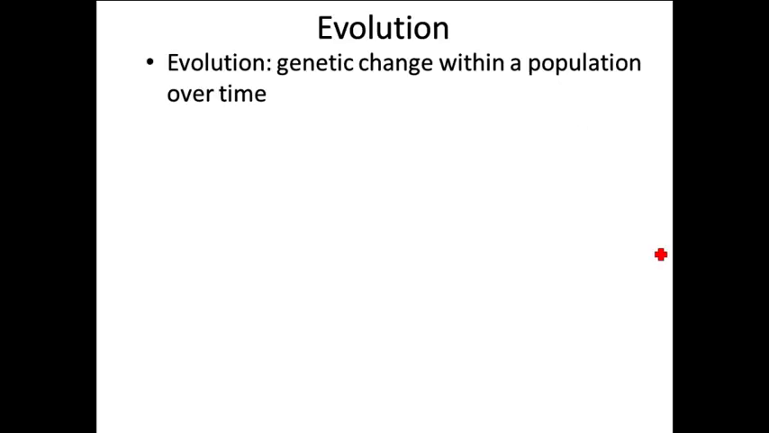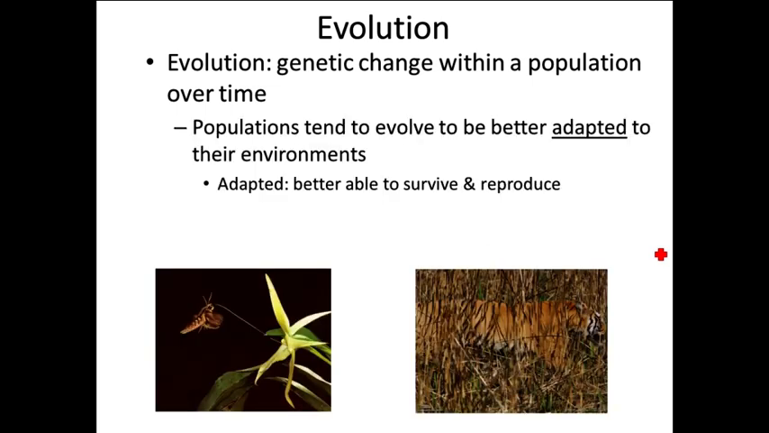Okay? Remember that evolution is genetic change within a population over time. In general, populations tend to evolve to be better adapted to their environment. Adapted just means better able to survive and reproduce. And when we look across the natural world at the humongous variation of organisms that live out there, we see amazing adaptations. In any ecosystem you look at, you can find amazing adaptations of animals, plants, fungus, bacteria, anything, to be able to survive and reproduce better.